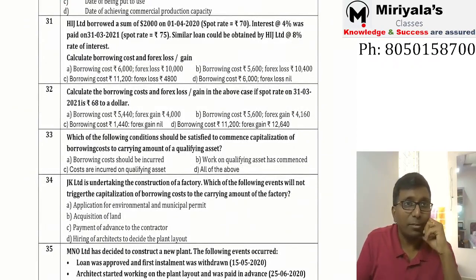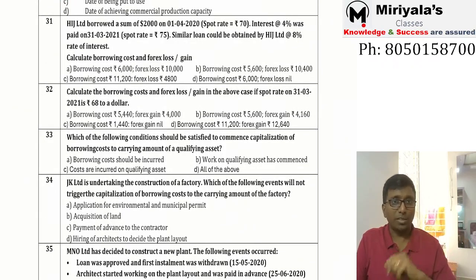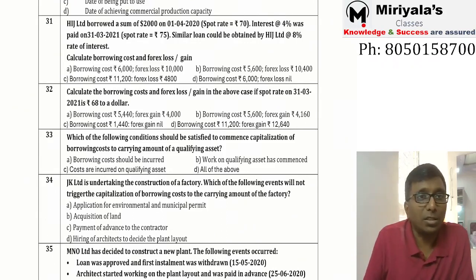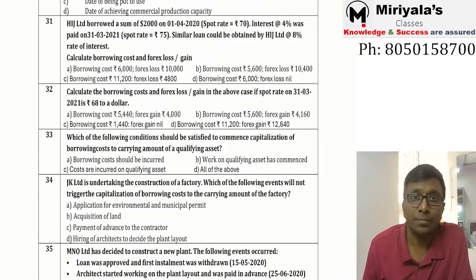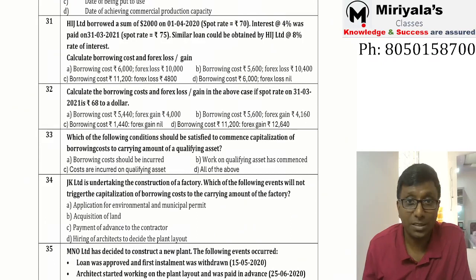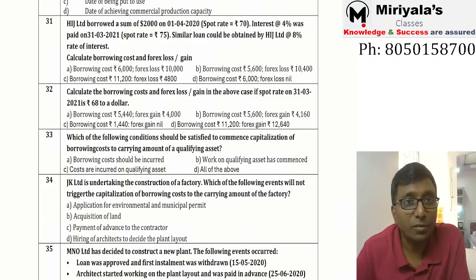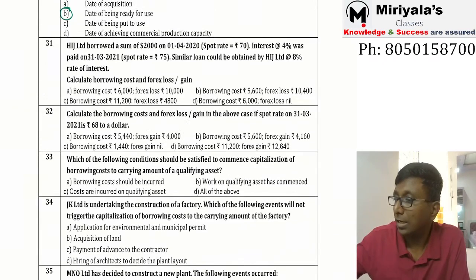Some HIJ Limited has borrowed a sum of $2,000 on 1/4/2020. Spot rate is 70. Interest is 4%. It was paid on 31st March 2021. Spot rate is 75 rupees on the last date. A similar loan could be obtained at 8% in India. Calculate the borrowing cost and forex loss or gain.